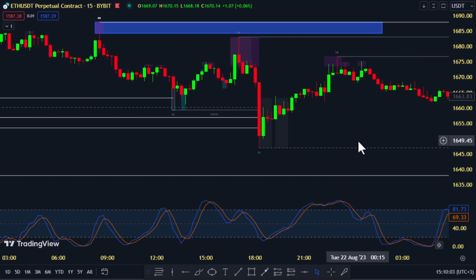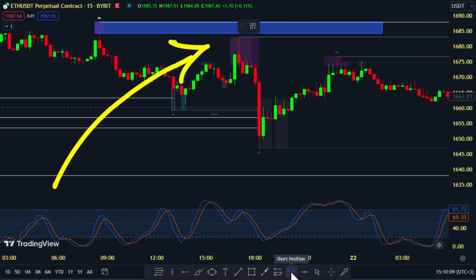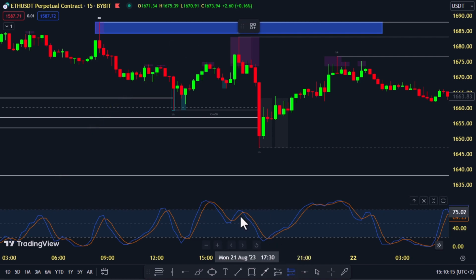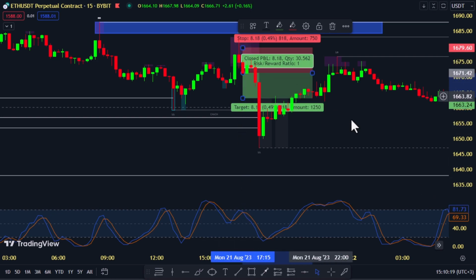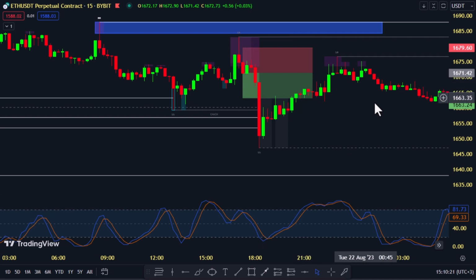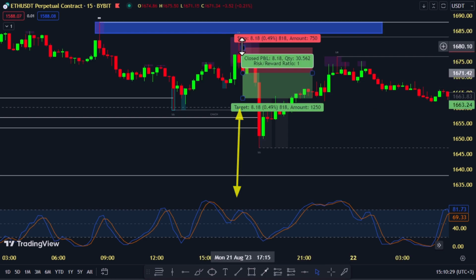But here's the key. Don't jump the gun. Wait for this zone to be retested. We're not rushing into a short trade immediately after a liquidity grab. That's a recipe for trouble. Instead, we want to see the market test that zone first. Then, and only then, open a trade if you see signs of selling pressure. It could be an engulfing candlestick pattern or the stochastic RSI indicating it's leaving the overbought zone.